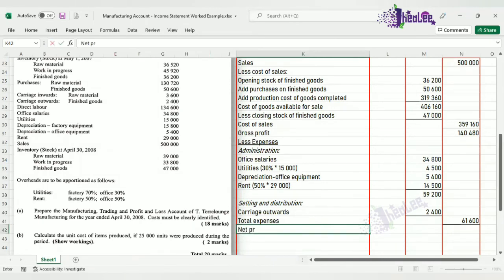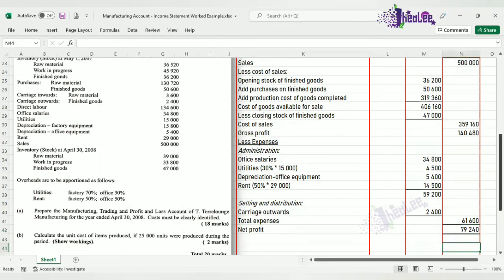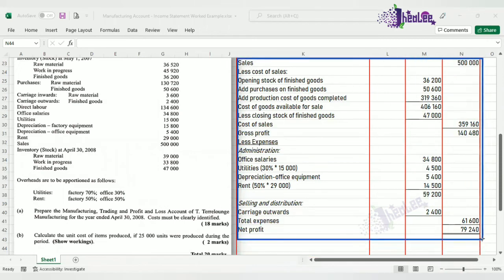net profit. After calculation of our gross profit, which is 144.80, minus our total expenses of 61,600, we have a net profit of $79,240, and that is basically classified as the net income, same thing as your net profit. So that is it, guys, in preparing the income statement for a manufacturing industry. So remember, from sales down to net profit, that is the income statement.